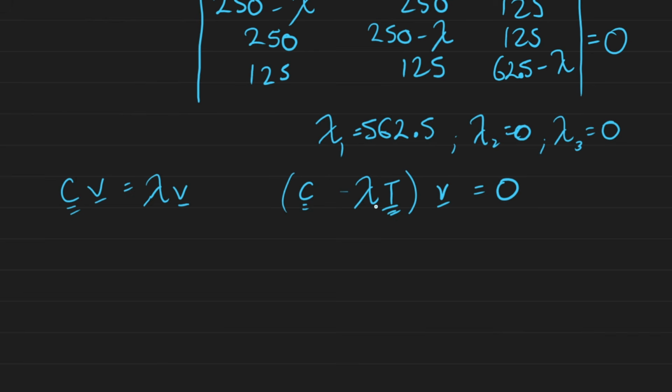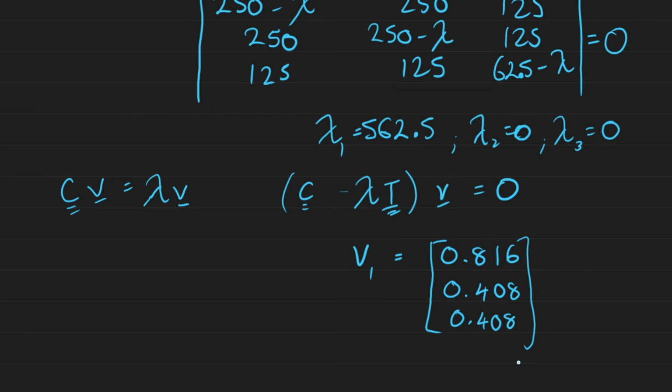So when we substitute lambda inside this equation and we solve for V, we get V1 associated with lambda 1. And we find that V1 is equal to 0.816, 0.408, and 0.408. So in principal component analysis, we will have eigenvectors associated with each eigenvalue. And since these eigenvalues are equal to 0, that's lambda 2 and lambda 3, we'll only consider lambda 1 here. But we have principal components. So this V1 is called the first principal component.